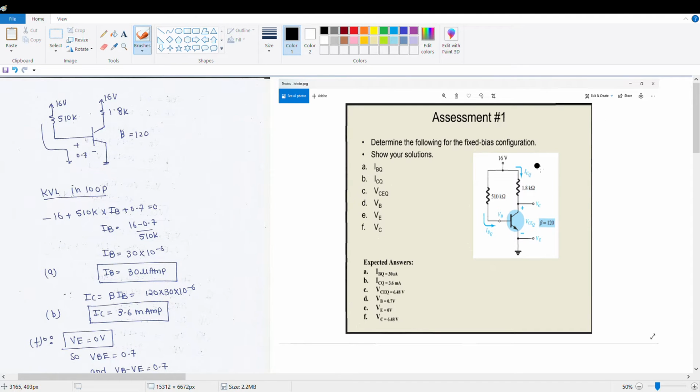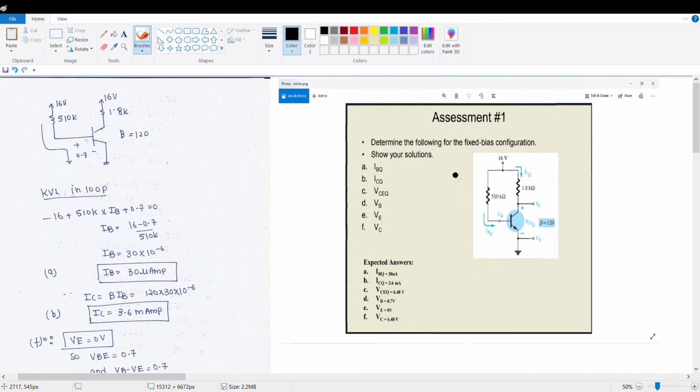We were asked to determine the following for the fixed bias configuration and show our solution. We are asked to find the maximum base current, the maximum collector current, the maximum voltage from the collector to the emitter, and the base voltage, the emitter voltage, and the collector voltage. We were given some expected answers down here. Not to delay it, we will start our solving.